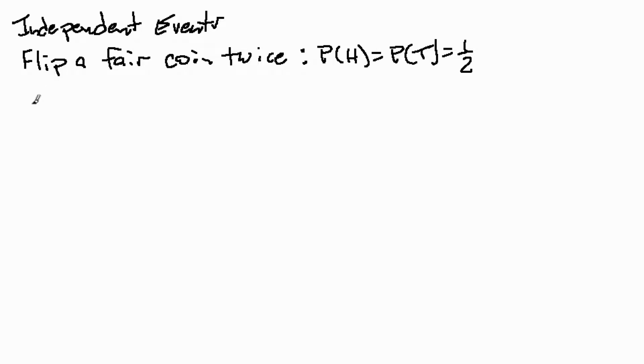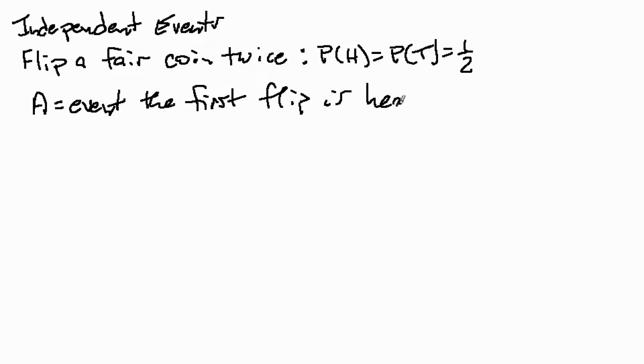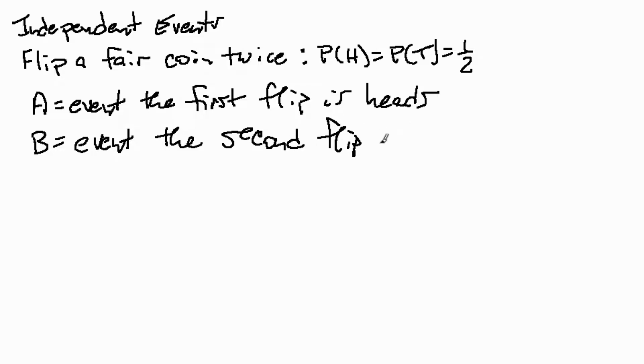And why don't we let A be the event: the first flip is heads. And why don't we let B be the event: the second flip is heads. Now the whole idea of independence here informally is the following. We can imagine that we record this as a tuple right there. So this is flip a fair coin twice. We record the events for the first flip here and the second event there.